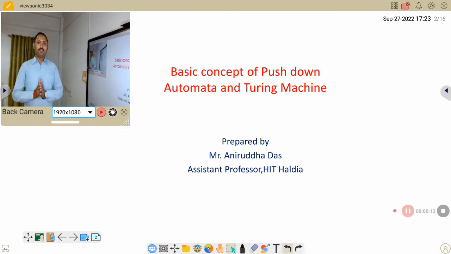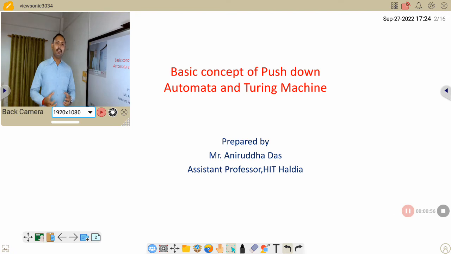Before discussing pushdown automata and Turing machine, we have to know what the shortcomings are in deterministic finite automata or non-deterministic finite automata. They cannot accept strings like a to the power n and b to the power n, where the number of a's and b's are equal, or strings like a to the power n, b to the power n and c to the power n, where the number of a, b and c are all equal. So these types of strings finite automata can't accept.